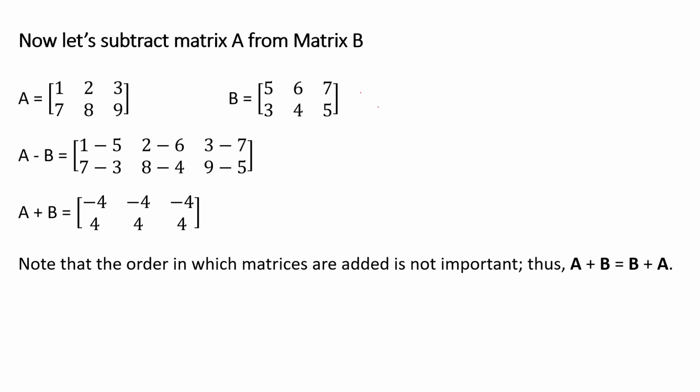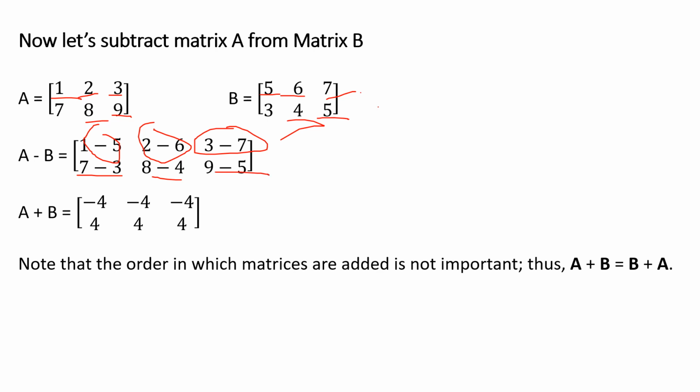And I'm doing the same thing as I did before with addition, so always subtraction. First row, first column, 1 minus 5. First row, second column, 2 minus 6. First row, third column, 3 minus 7, right there. Second row, first column, 7 minus 3. Second row, second column, 8 minus 4. Second row, third column, 9 minus 5.